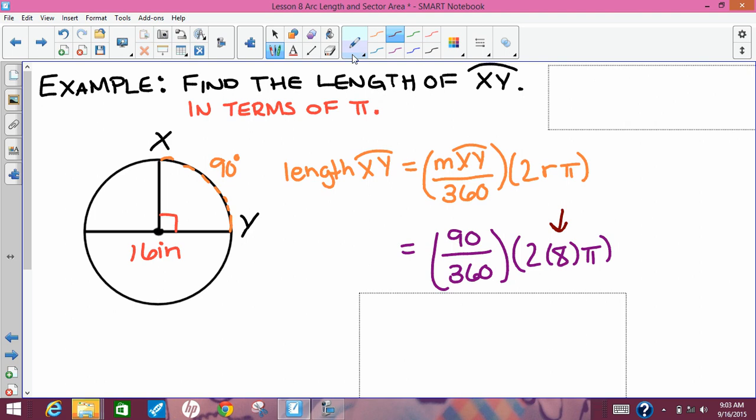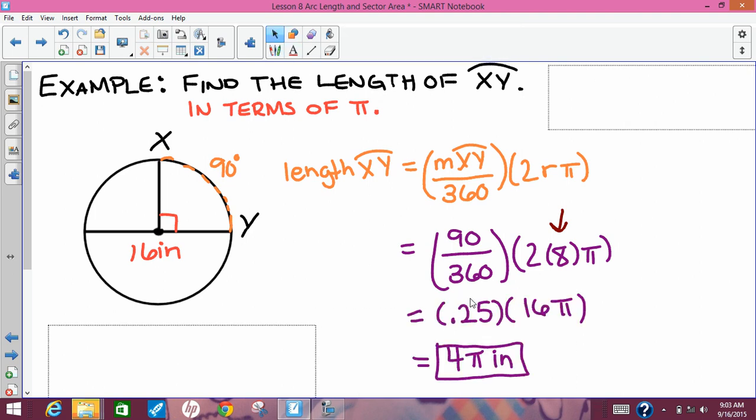And now we just have some simplifying to do. 90 over 360 is 0.25. 2 times 8 gives us 16. We're going to multiply the 0.25 times 16 to get 4. And then to leave in terms of pi, we just don't multiply by pi. We write it at the end for pi. And of course, we need some units there. This is in inches, so our arc is 4 pi inches long. And you can see here, this was our circumference that we found. The entire circle is 16 pi around.